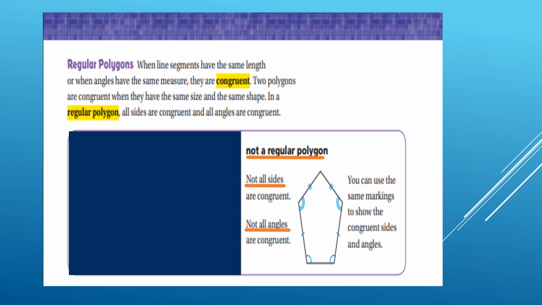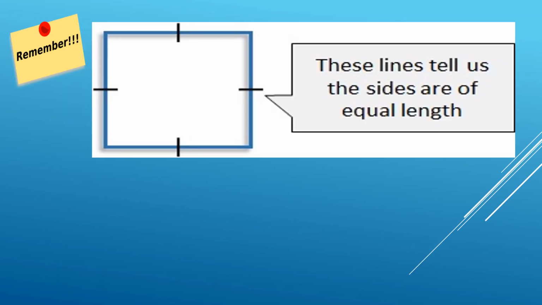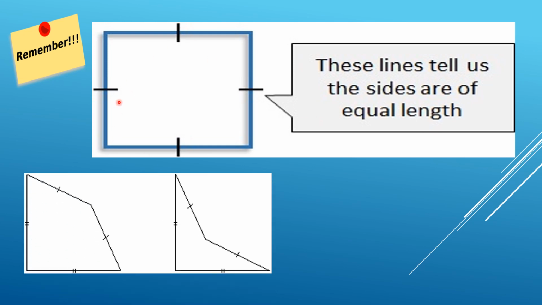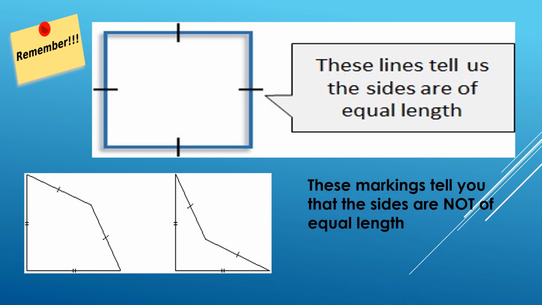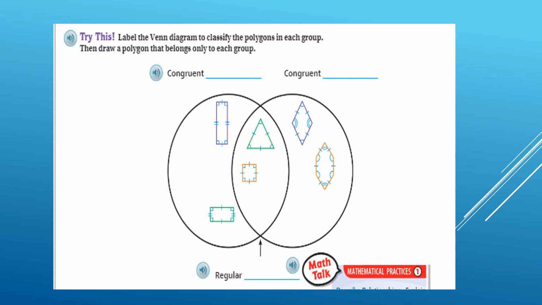Not a regular polygon. Remember, students, when you see the same marking on the shape, we're talking about equal lengths or congruent sides. But look at these shapes here. They have different markings, right? Different markings, so it's not congruent. That's why it's not equal length and it's not a regular polygon. Now let's look at this exercise here.